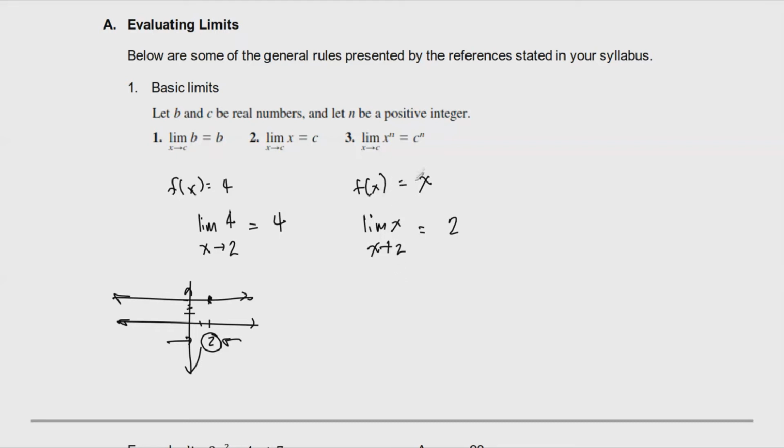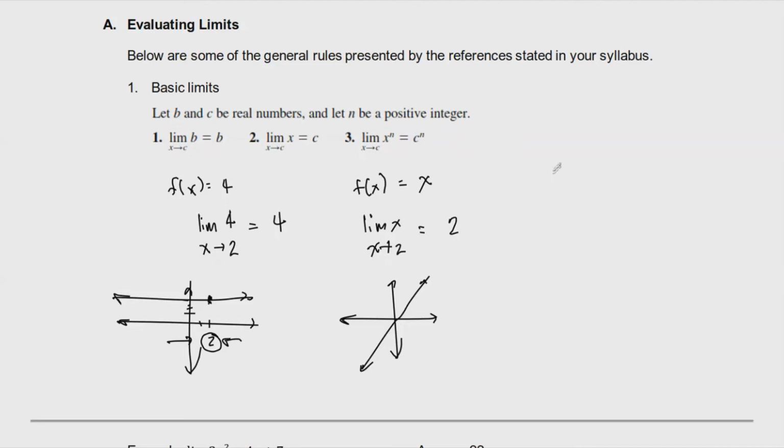Because f of x is equal to x, that simply is a line that is drawn with the mirror of x is equal to y. So whatever the value of x here, then that's also the value of y. And then for number 3, it's just something like an exponential function.